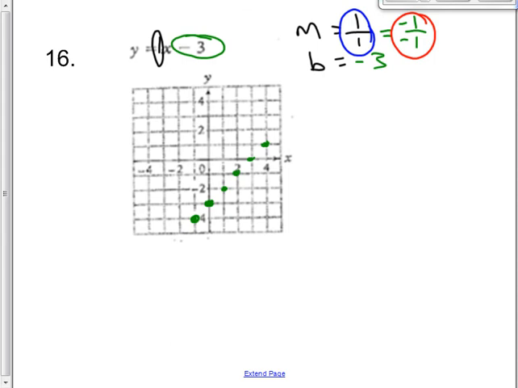Let's draw the line in. And there you go. There's y equals 1x minus 3. Okay, take some time, finish up the worksheet that you have, going through and graphing these problems.